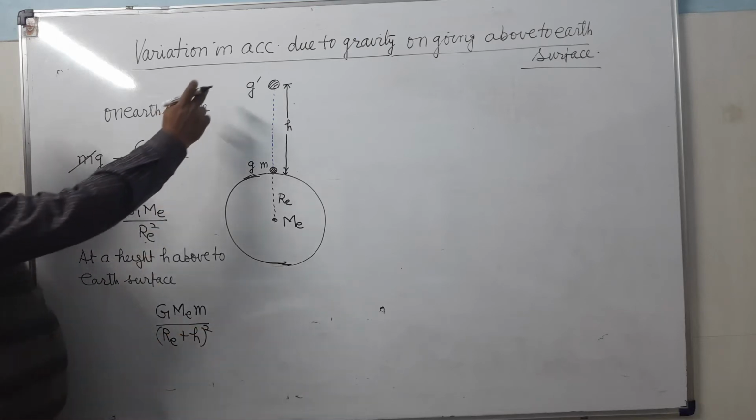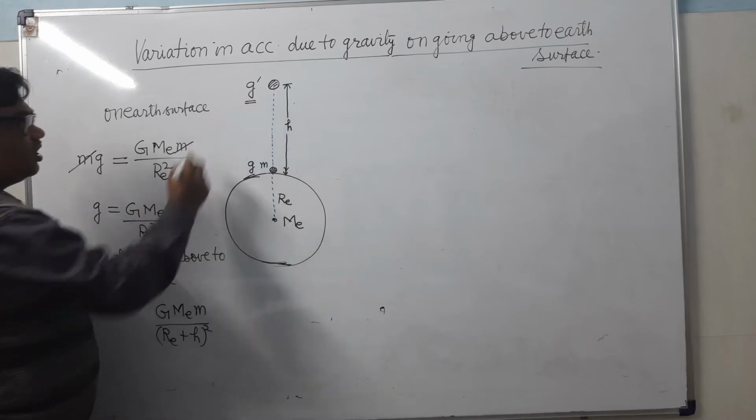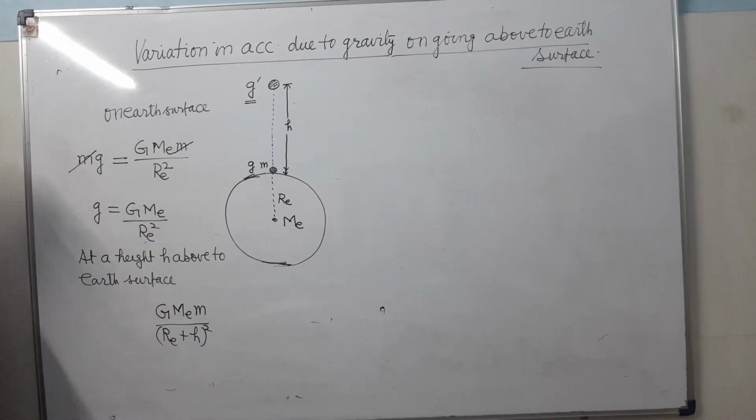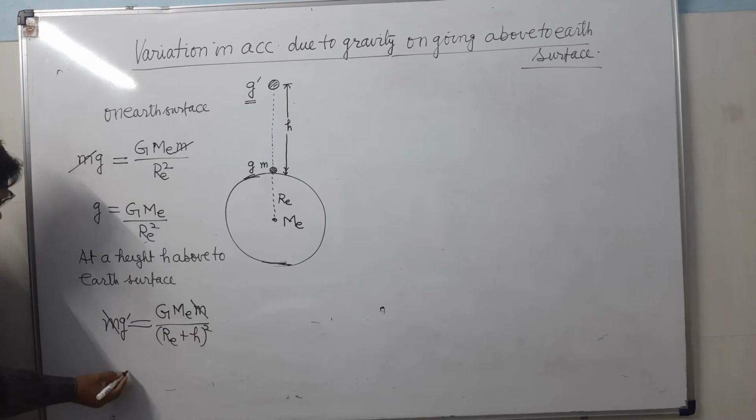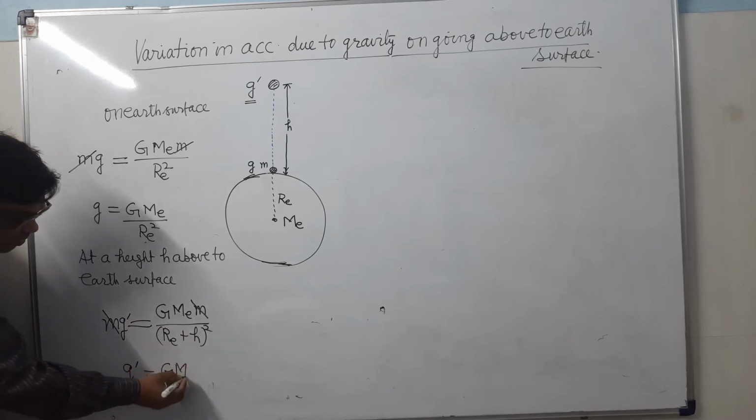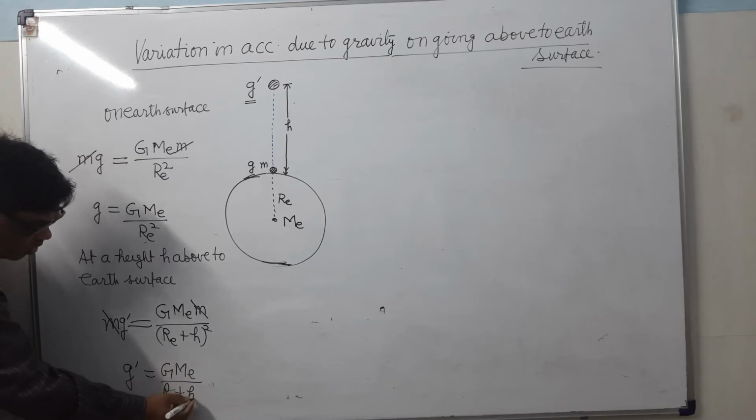Here at this height we have assumed that the acceleration due to gravity is g dash. So what will be the force? Force will be equal to m into g dash. So m and m will be cancelled. So what will be g dash? It will be G Me upon (Re plus h) whole square.